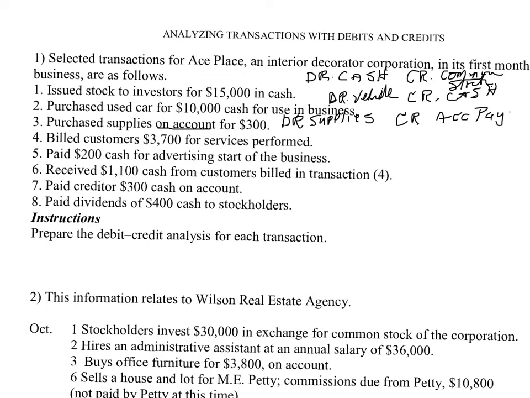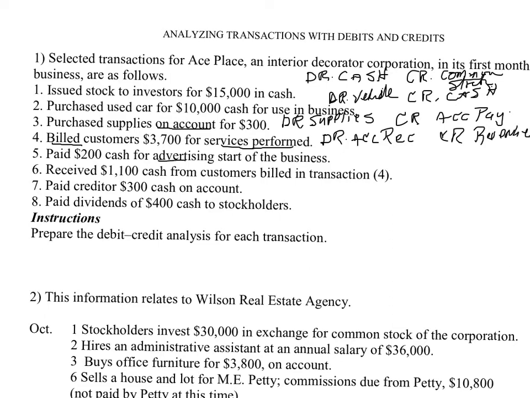I billed for services performed. Every time I perform services, I earn revenue. It's a credit to revenue. The debit is either cash, I get cash, or I get an IOU, which we call accounts receivable. In this case, I was billed. So therefore, I got an accounts receivable. Debit accounts receivable. They owe me. Credit revenue, because I have earned it. Every time you earn revenue, it's credit.